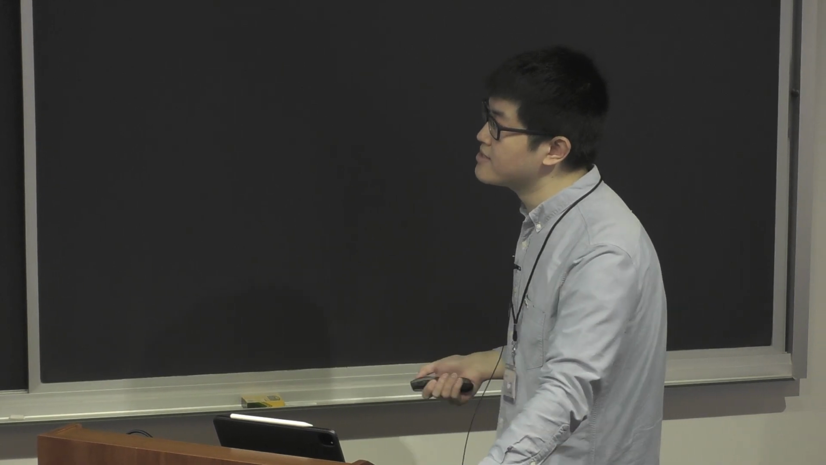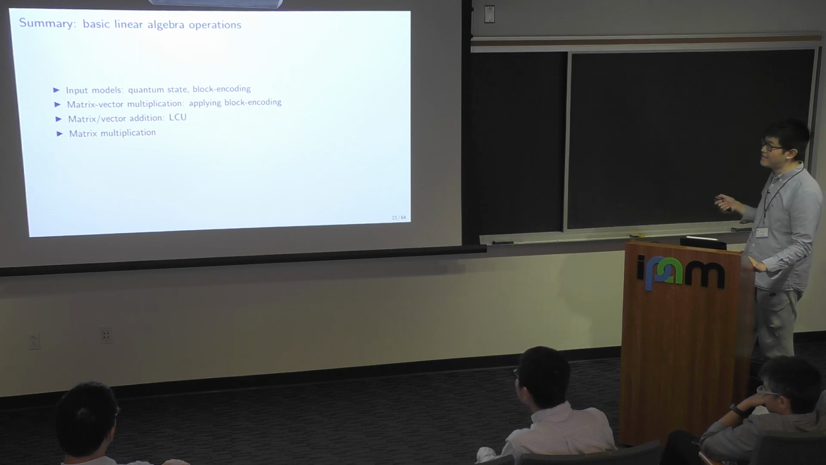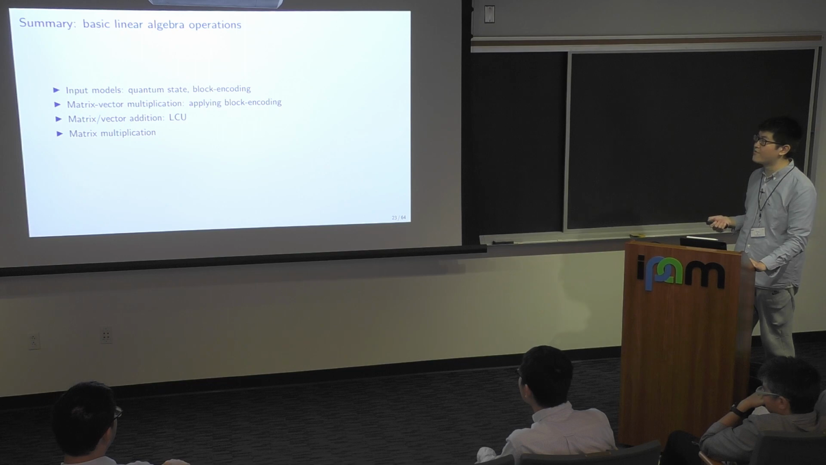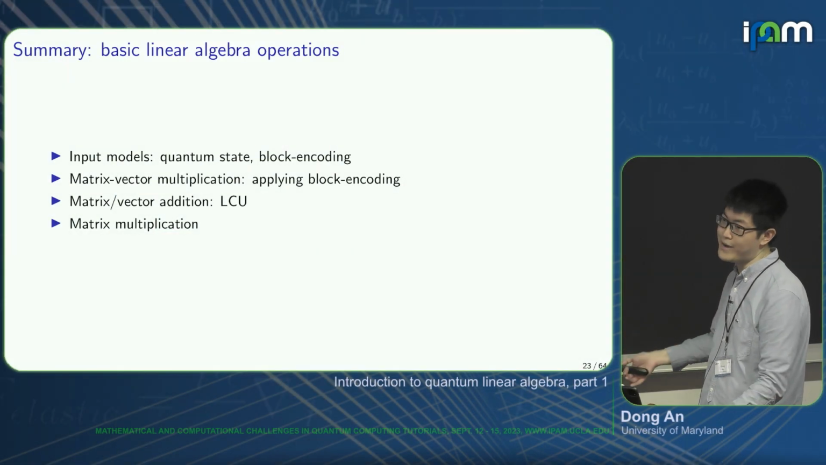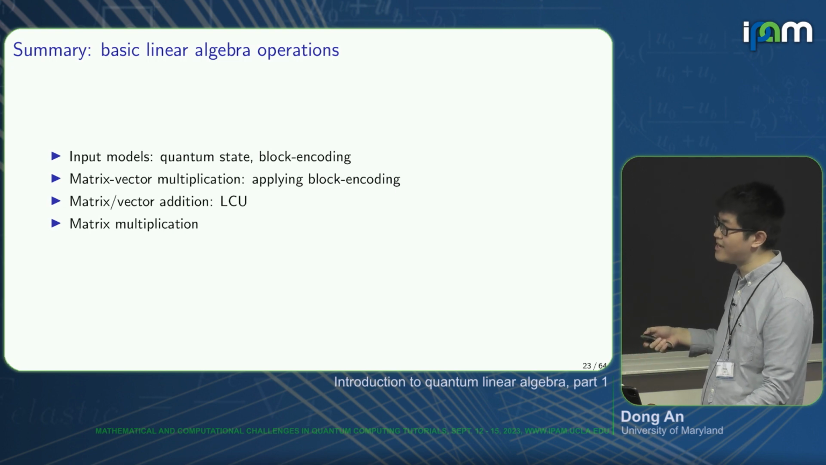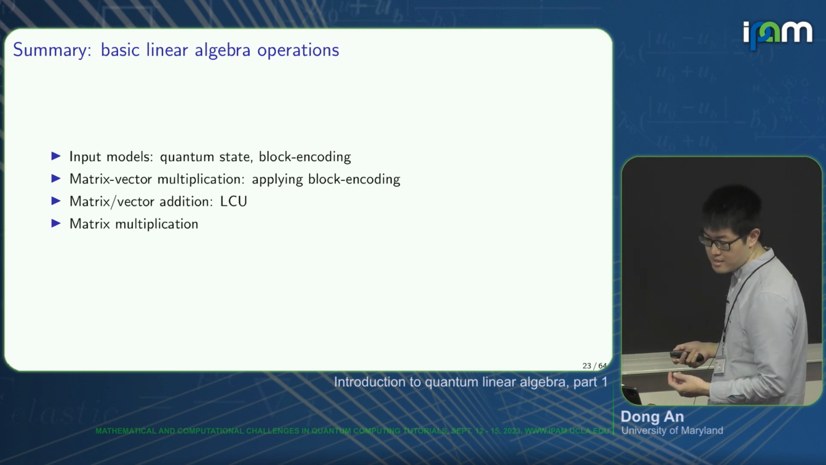So here's a very quick summary. We discussed the input model of the vectors and the matrices. We have block encoding, we have quantum state, and we have matrix multiplication. That is, we just directly apply the block encoding to the quantum state. For the addition, we need to do the LCU, and for the multiplication, we have several different methods.